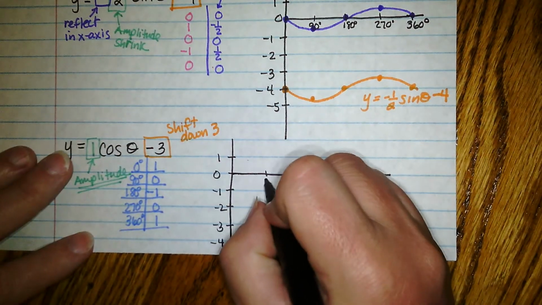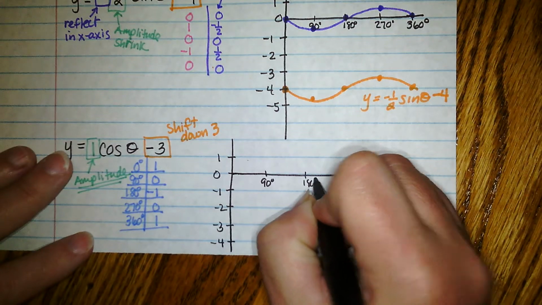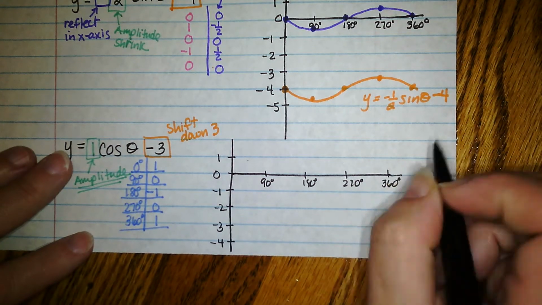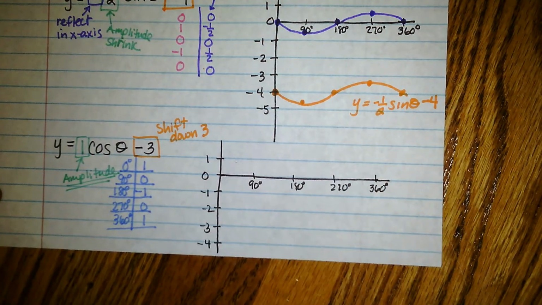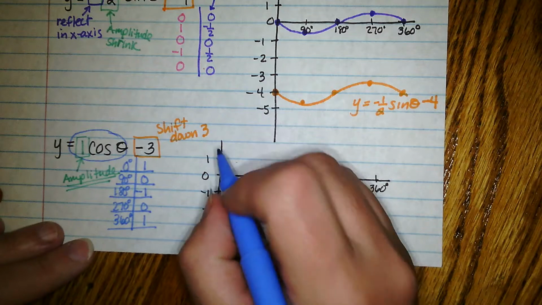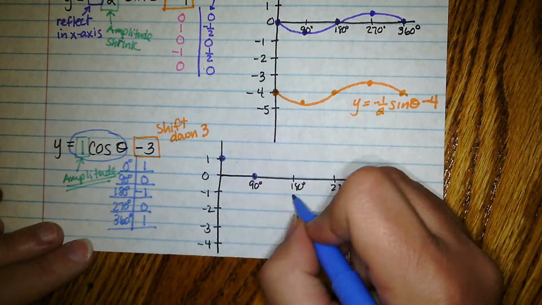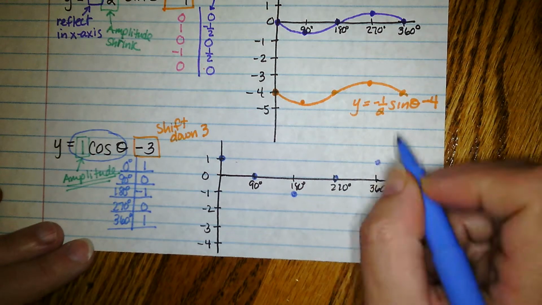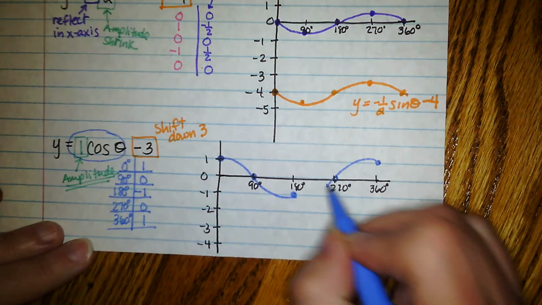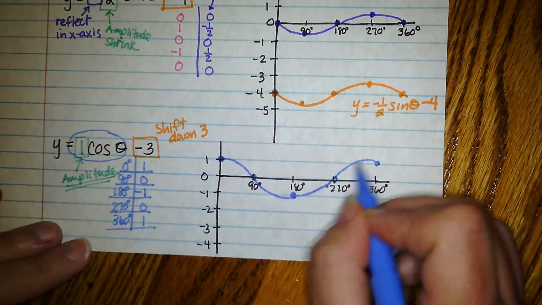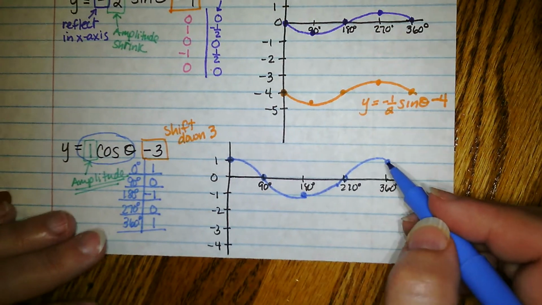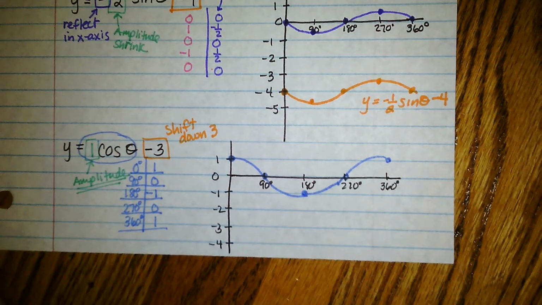Okay. Let's go 90, 180, 270, 360, and here's our original. This is our base function. We only need to graph this one. So starting at 1, 0, negative 1, 0, and 1. Basic cosine curve. Make a waterfall and then under, waterfall and under, make a nice U shape. And then we're going to shift it down.